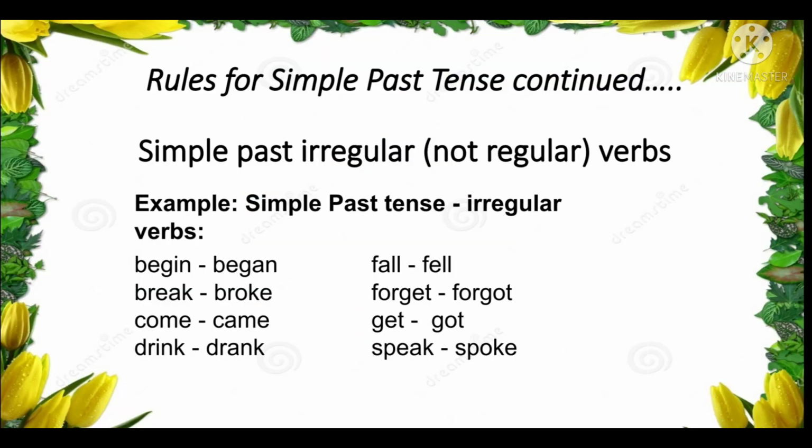The simple past tense irregular verbs come with a change of spelling in the middle, like begin, began, break, broke, come, came, drink, drank, fall, fell, forget, forgot, get, got, speak, spoke. You need to learn the list of irregular verbs.